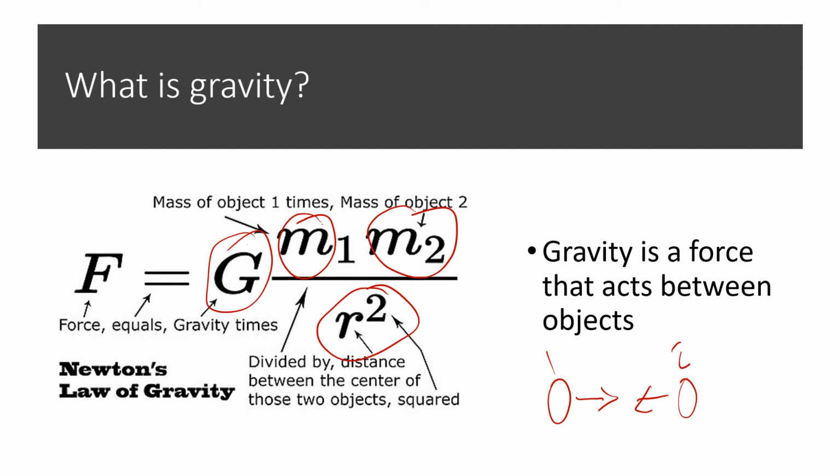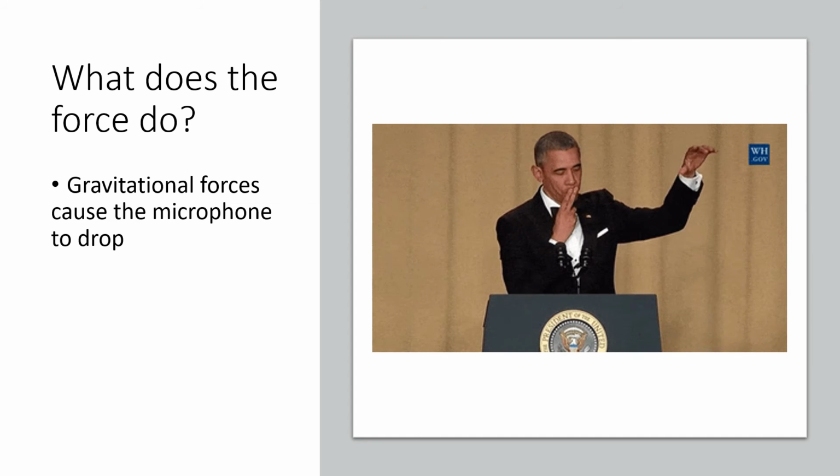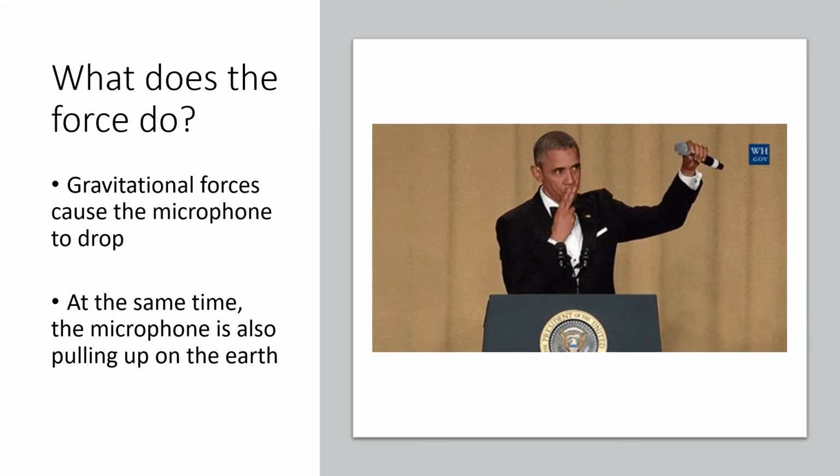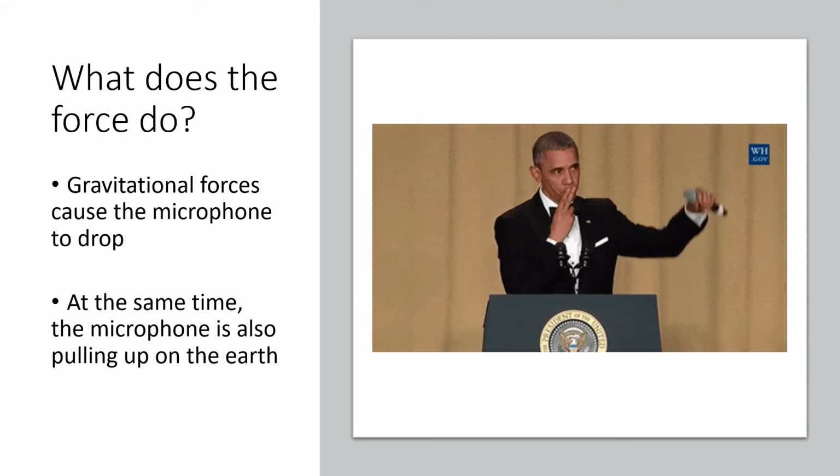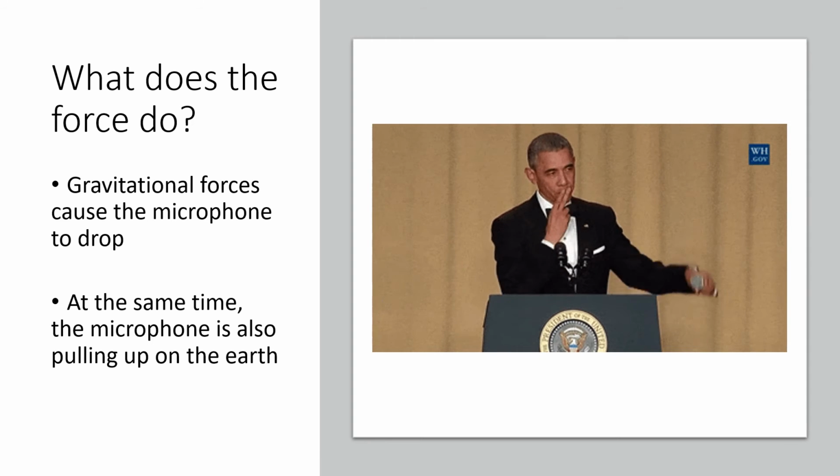So what's happening is that we drop something, and that gravitational force causes the mic to drop. So the Earth has a mass, the microphone has a mass. The Earth pulls the microphone towards it, it drops. Gravity works, right? Well, the other aspect of that, though, is at the same time that the microphone is dropping, it's also pulling up on the Earth. Okay? The difference is the Earth is too big and the microphone can't actually pull the Earth towards it or move it. Their mass is too large.